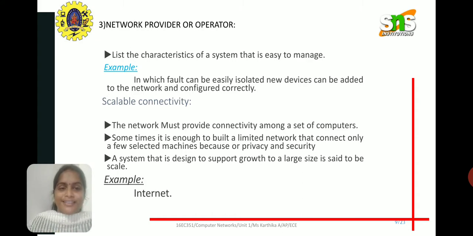We know that, for example, the internet. We can add more computers at a particular time using the internet. At the same time, we can restrict the number of connections because of security and privacy support. So the system should be scalable for better connectivity and better efficiency.